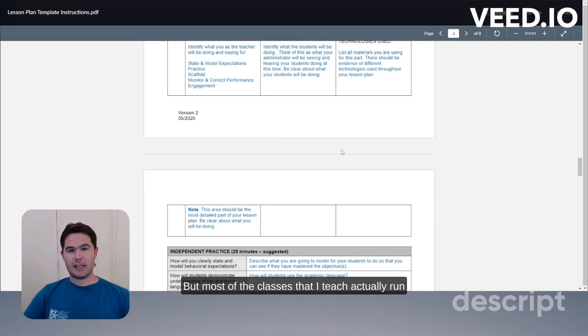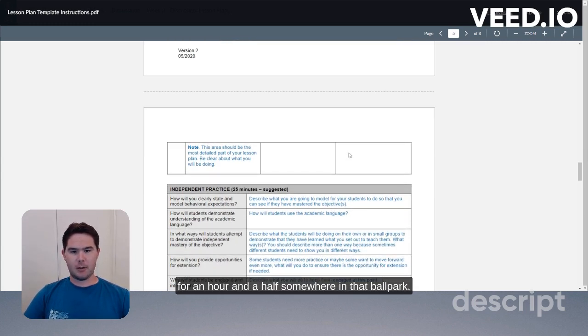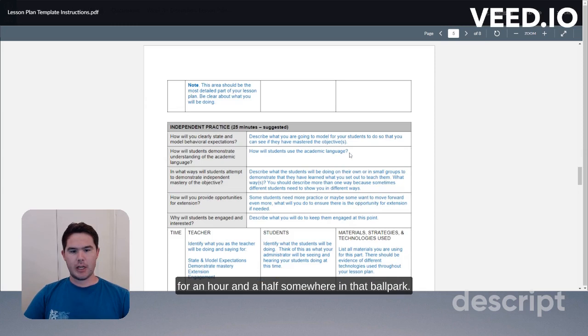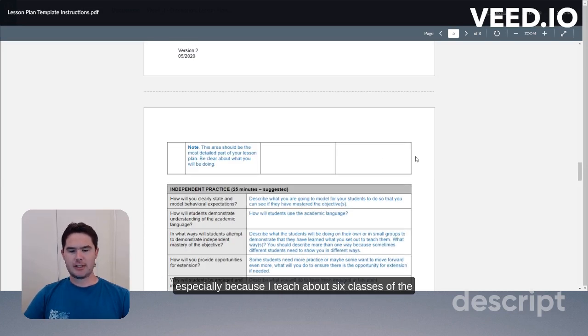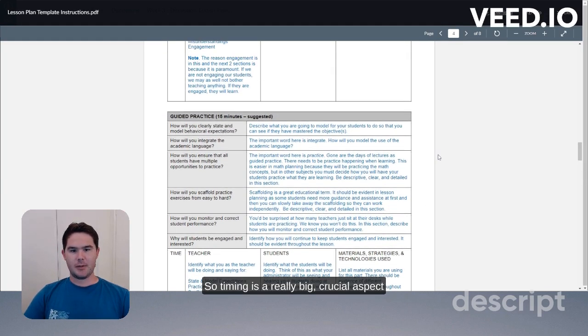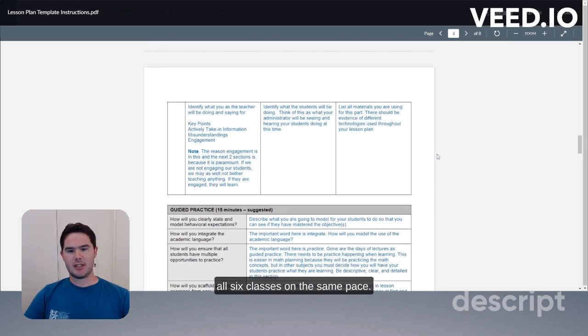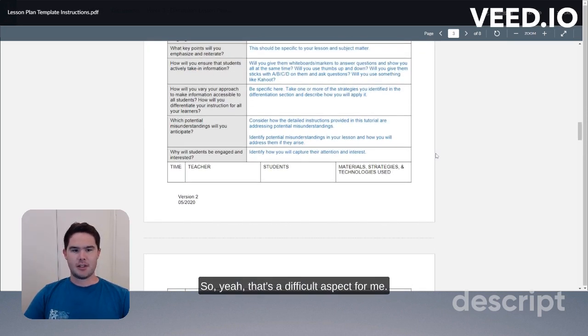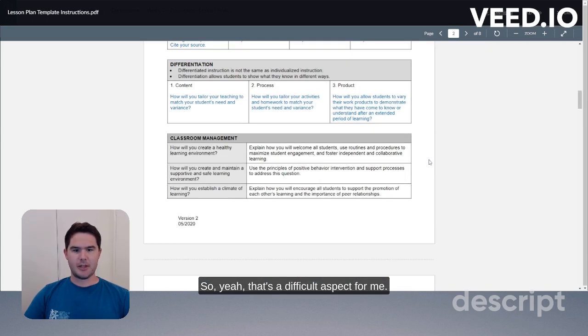But most of the classes that I teach actually run for an hour and a half, somewhere in that ballpark. So it's always been a difficult thing for me to stretch these things out and pack information into them without getting too long, especially because I teach about 6 classes of the same exact thing over and over again. So timing is a really, really big, crucial aspect because I have to somehow manage to keep all 6 classes on the same pace. So yeah, that's a difficult aspect for me.